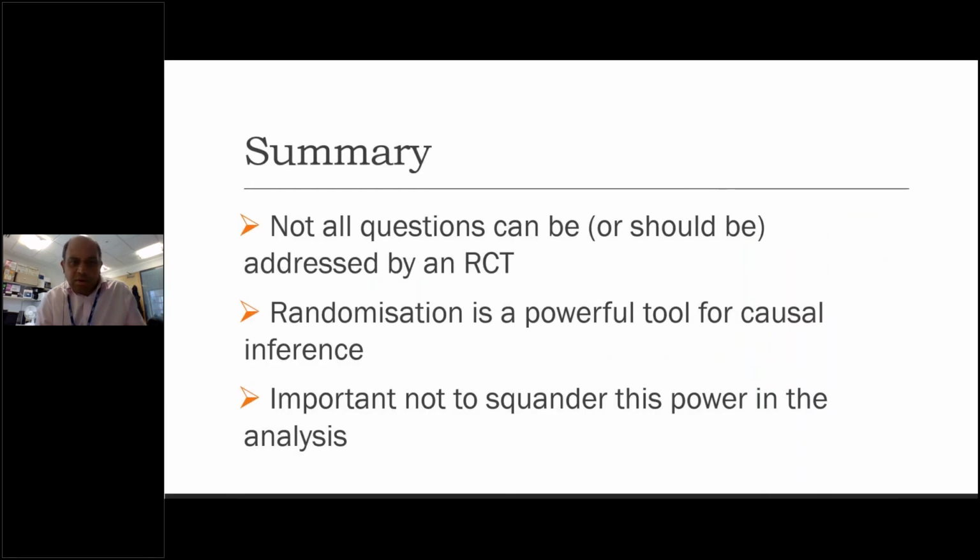Those are really three key concepts in randomization and randomized trials. Not all questions can be or should be addressed by an RCT. Randomization is a powerful tool for causal inference. The whole purpose of a randomized trial is to understand whether A causes something versus B. And it's important not to squander this powerful tool of randomization in your analysis, so you don't mess up your analysis by not using the intention to treat analysis as your primary analysis.